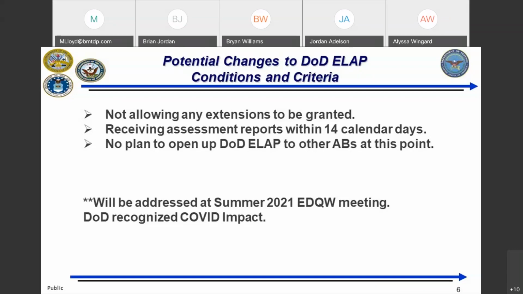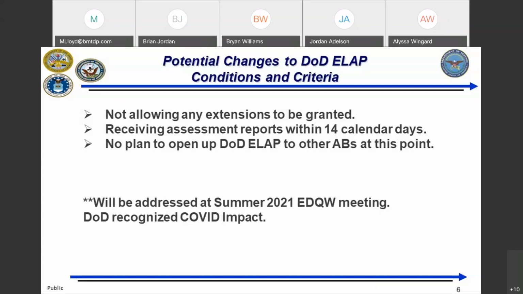What I would like to say here is that we understand the challenges of COVID as well. And with those challenges, we have been more understanding of extensions. But as we move forward, as restrictions lift, we are going to be discussing this heavily within our EDQW meetings, and we are potentially going to change the DoD ELAP conditions and criteria to not allow any extensions. So that should be noted.